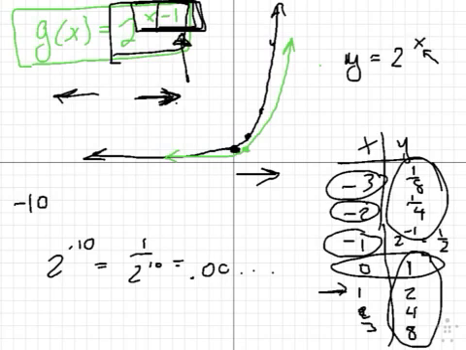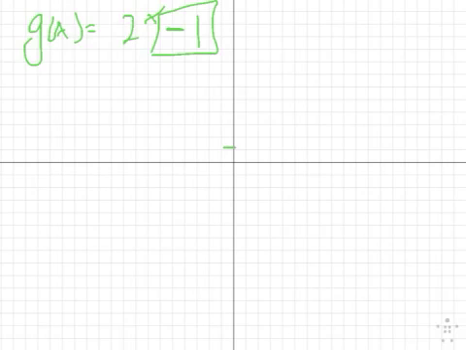So let me ask this. What if your equation was g of x equals 2 to the x, minus 1, like that? What is this -1? How does that shift your basic graph, which had looked like this? How does that shift your graph right there?